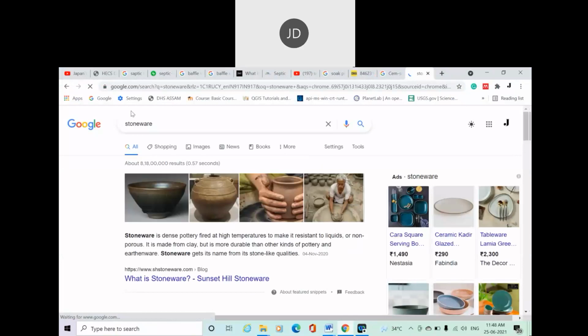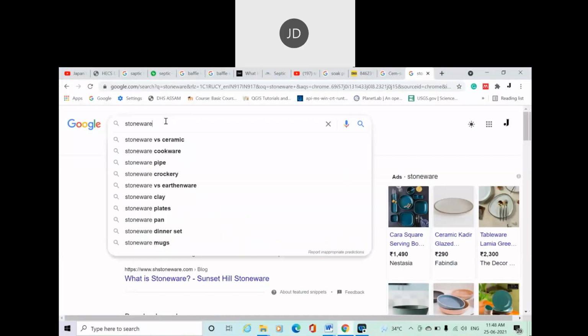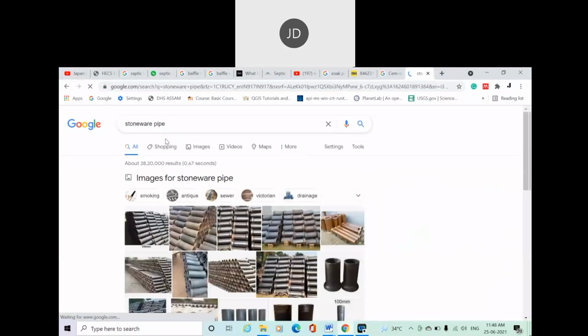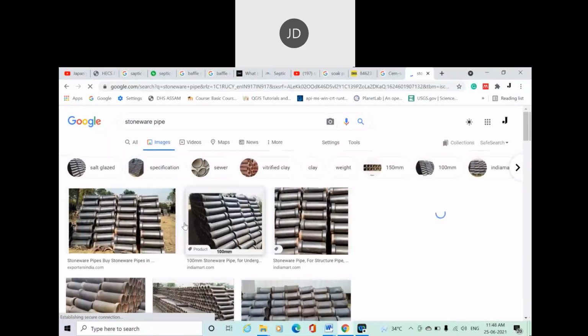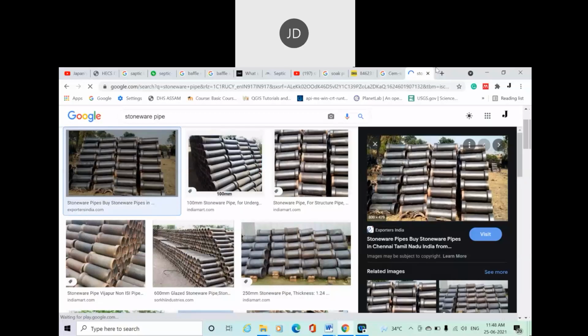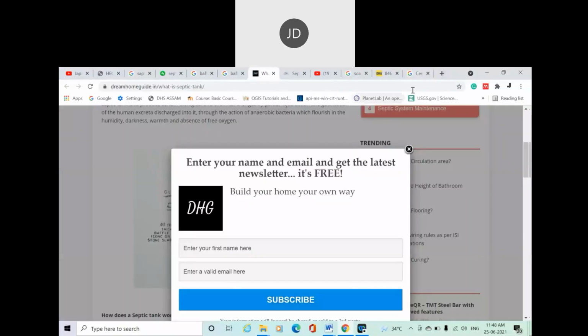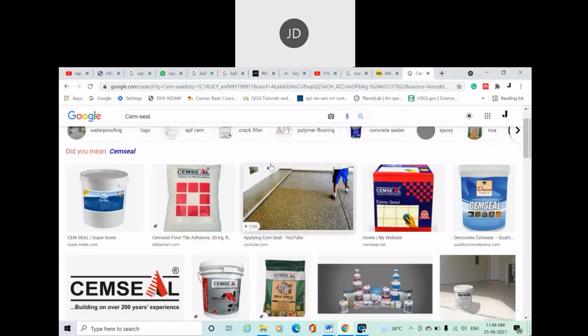So you can see the stoneware is also a kind of clay matter, clay soil. Burnt clay soil can be used for making different utensils. It can also be used for making pipes. I'll show you some diagrams for stoneware pipe. You can see these are stoneware pipes. These all are your stoneware pipes. So you can also go for asbestos pipe.